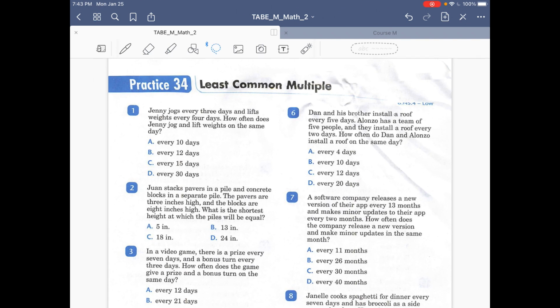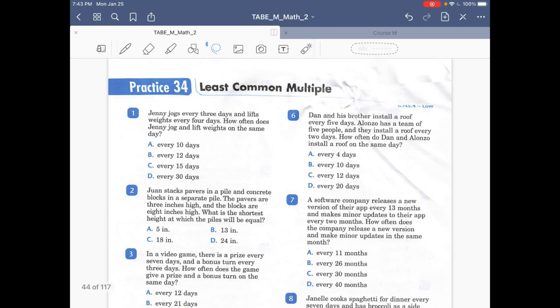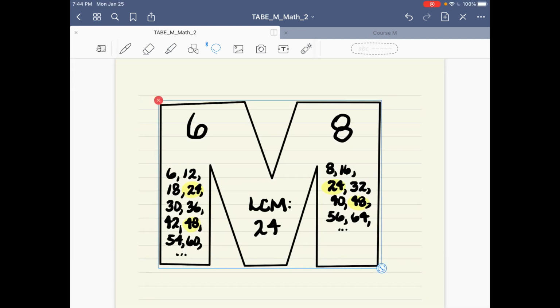Now, I don't have enough room on all of these to do the problems, so I'm going to do these on a blank sheet of paper. I will be flipping back and forth between the problem and the paper, but I will do the work on a sheet of notebook paper, and you can do it however you want to. I am going to use this M that we used to learn this skill.